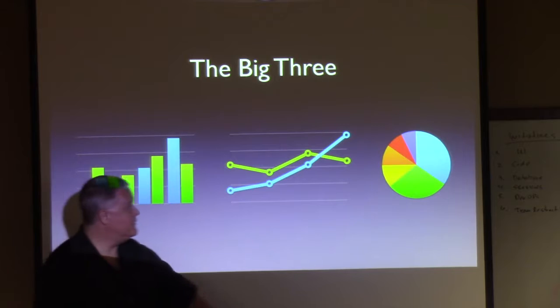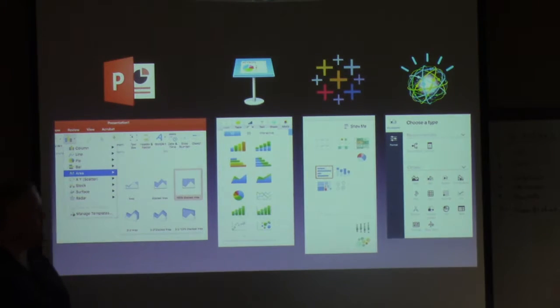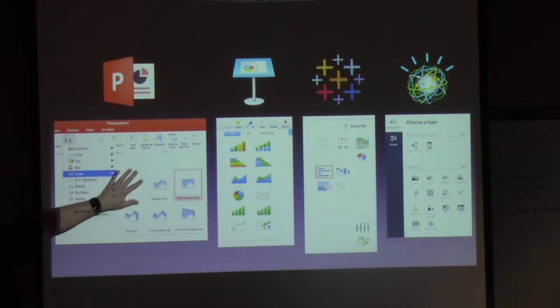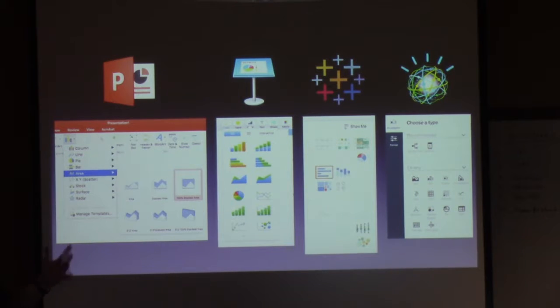So these are the big 3: pie charts, bar charts, and line charts. Far and away, most of the data in the world is visualized in one of these 3 ways. But there are many, many more ways to visualize data. When you open up the chart menu in PowerPoint, it gives you about 30 different chart styles, something like that.